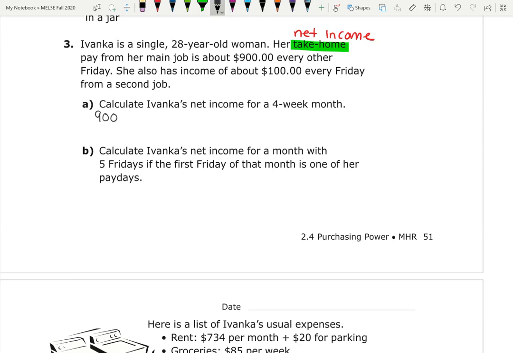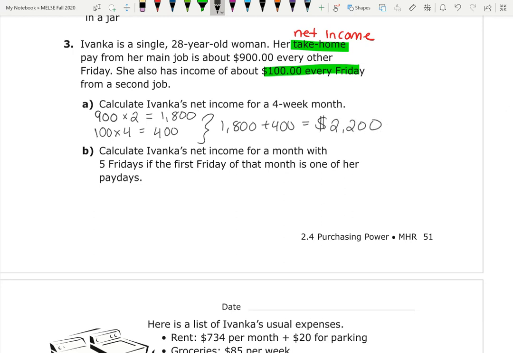So Ivanka gets paid $900 every 2 weeks, and there's 4 weeks in a month. So I'm going to multiply this $900 by 2. So in 1 month, she gets paid $1,800. And then her second job, it says that she gets paid $100 every week. So in a month, that's 4 weeks, so that's $400. Okay, now we're going to add these together. So 1,800 plus 400 is equal to $2,200. So she takes home $2,200 every month.